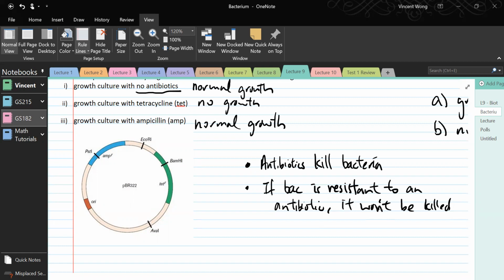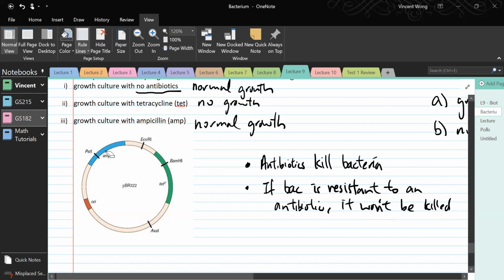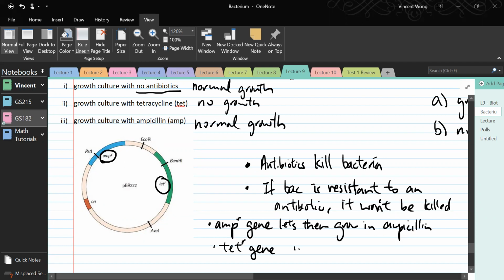All right. How does it become resistant? It can become resistant if it has the resistance gene. Okay, so these are resistance genes that will let them survive in the presence of the antibiotic. So if they have the AmpR gene, they will be able to grow in ampicillin. If they have the TetR gene, they will be able to grow in tetracycline. Okay, so the AmpR gene lets them grow in ampicillin. Okay, the TetR gene lets them grow in tetracycline. So far, so good?